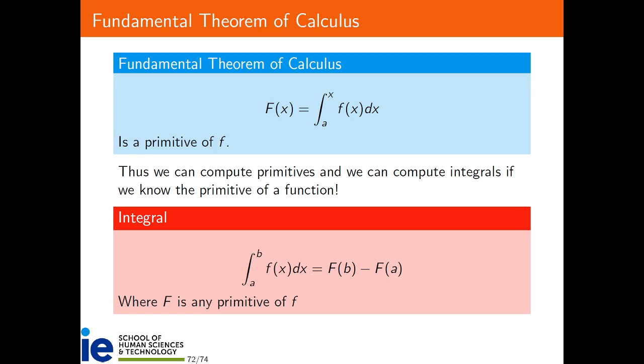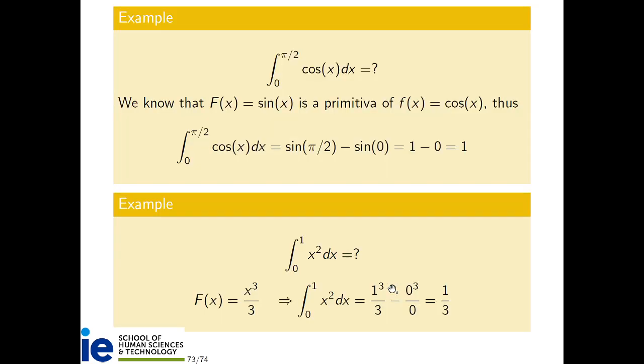In particular, one more thing, sort of a corollary of this result, is that if I compute the integral of a function f between two values a and b, then this is actually equal to the primitive F evaluated at the point b minus the primitive of f, big F, evaluated at the point a. Let's see an example here, okay?